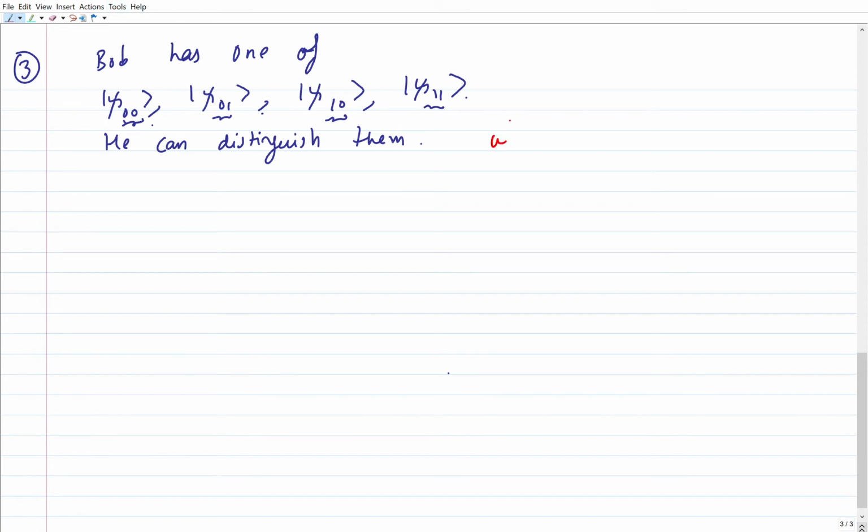Now, why? How can Bob distinguish them? What aspect of quantum mechanics will help Bob distinguish them? Why can Bob distinguish these 4 states?